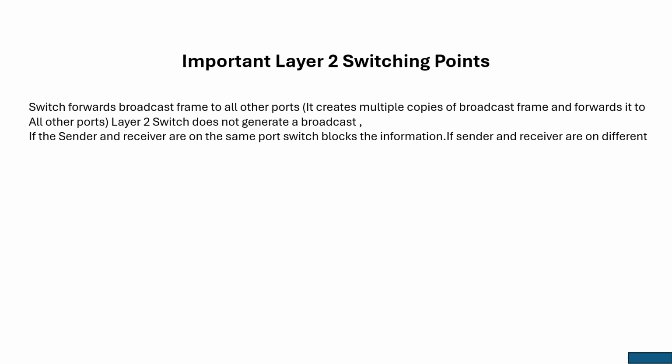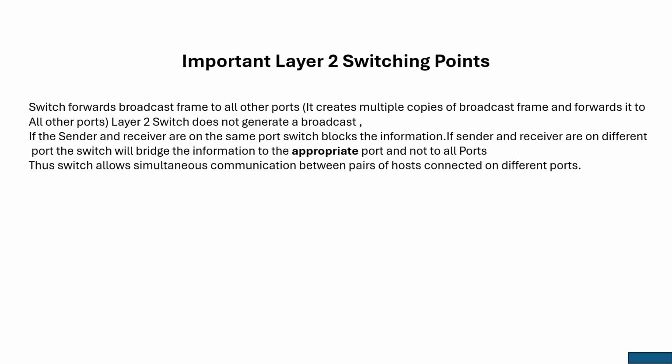Second point, if sender and receiver are on the same port, the switch blocks the information. If sender and receiver are on different ports, the switch will bridge the information between the appropriate ports and not to all the ports. Thus there can be multiple senders and multiple receivers on the switch. This behavior of bridging the information to the appropriate ports helps in simultaneous communication between pairs of hosts connected on different ports. Correct? So this sums up our layer 2 communication on the Ethernet switch.